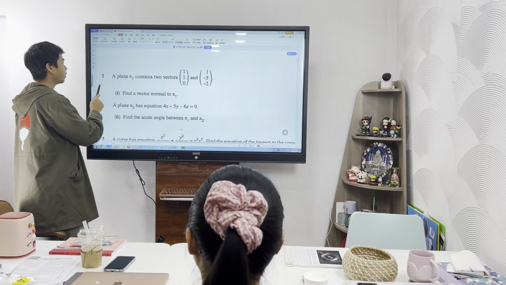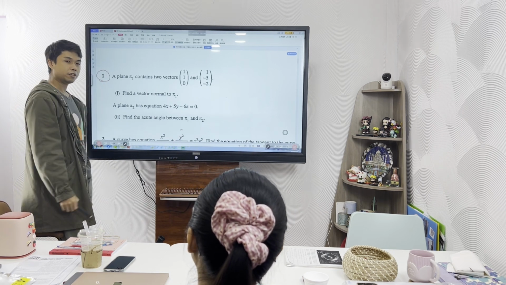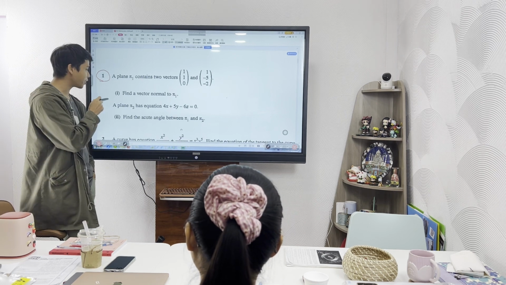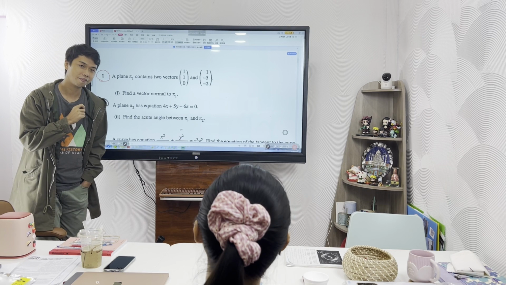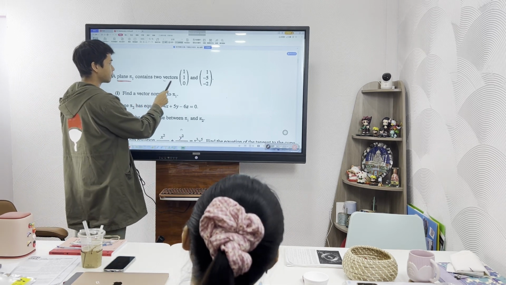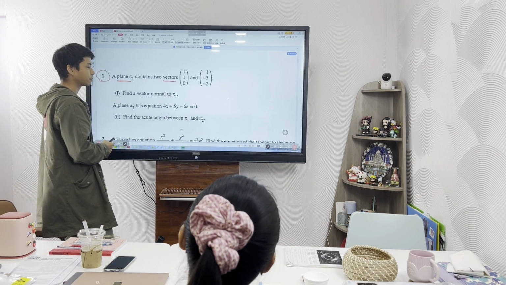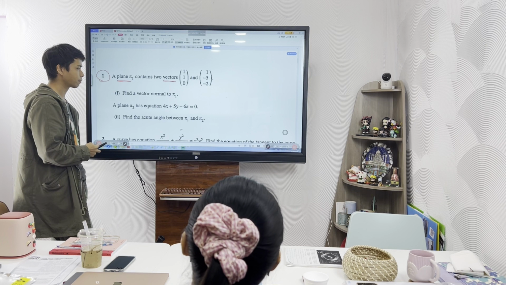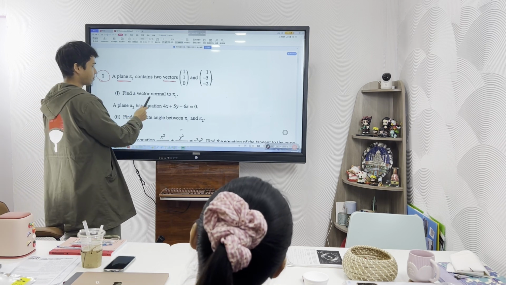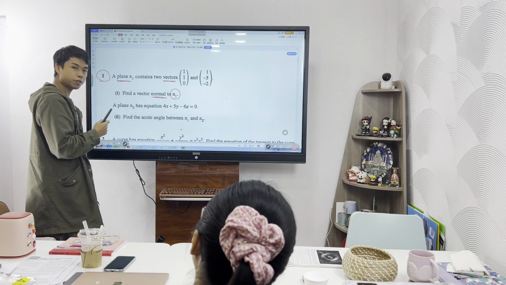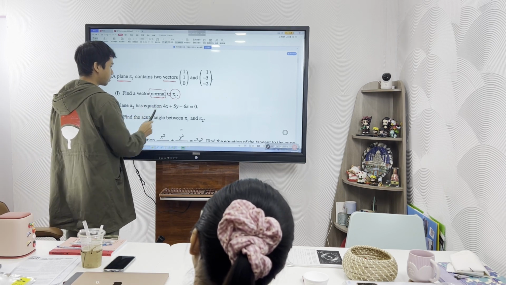First of all, let's invite Akina to read the question and try to explain. A plane pi 1 contains two vectors, (1, 1, 0) and (1, -5, -2). Find a vector normal to pi 1. The key word here is normal.